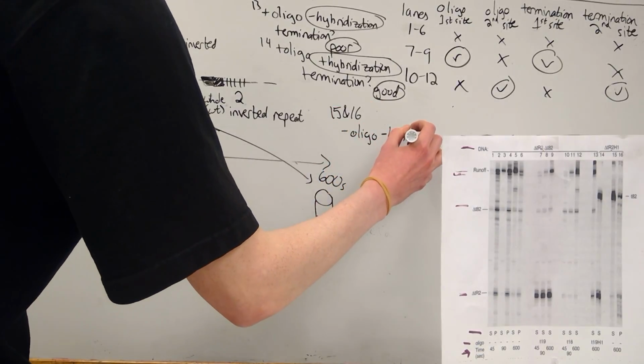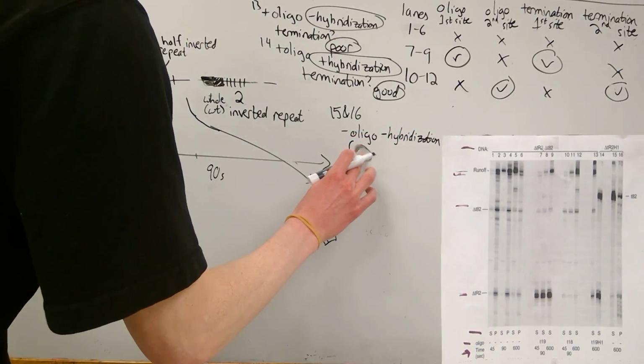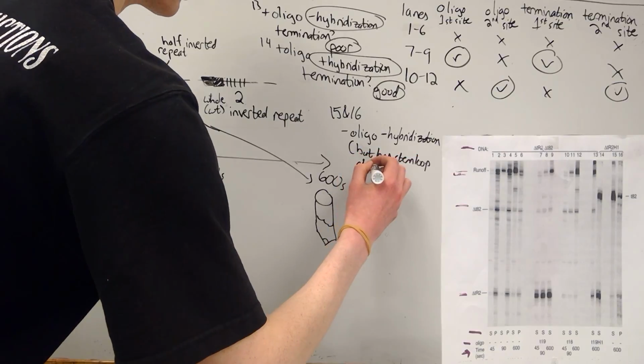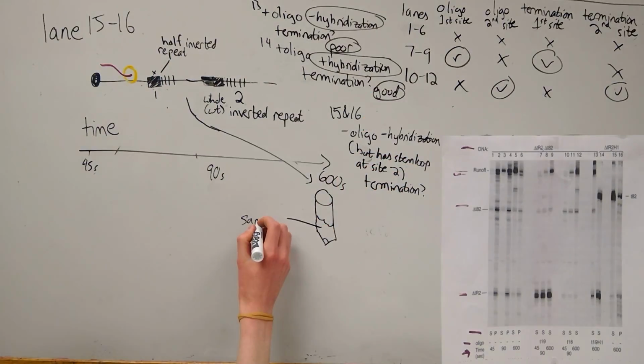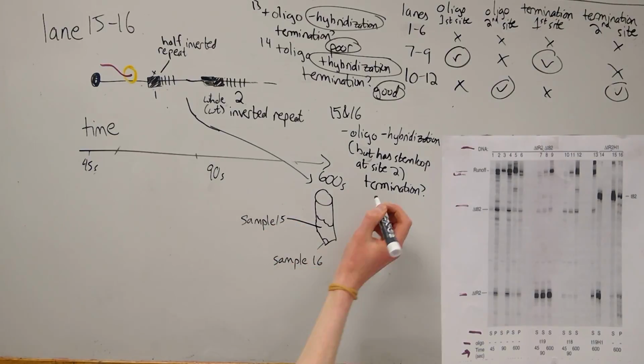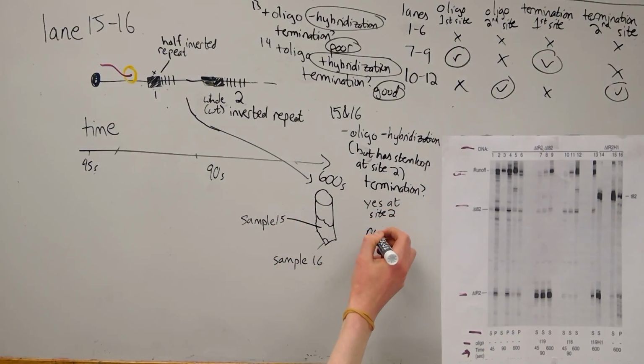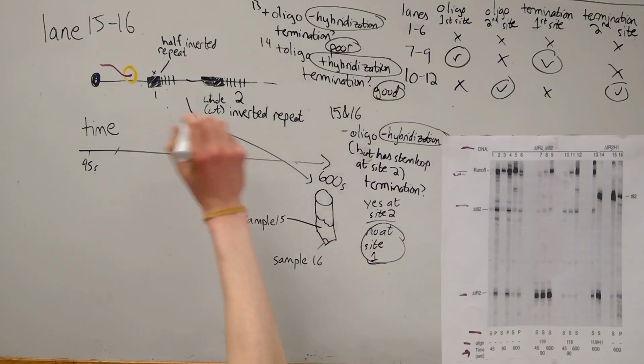Lanes 15 and 16 are negative controls for the DNA sequence in lane 14, but without any oligomer. We see weak termination at the first termination site since it cannot hybridize, but strong termination from the second termination site since it has the hairpin stem loop.